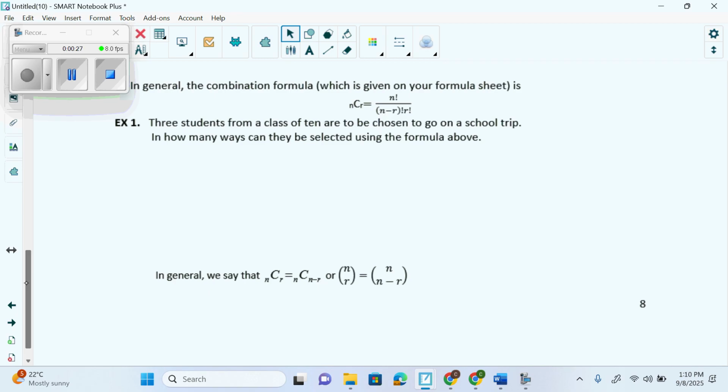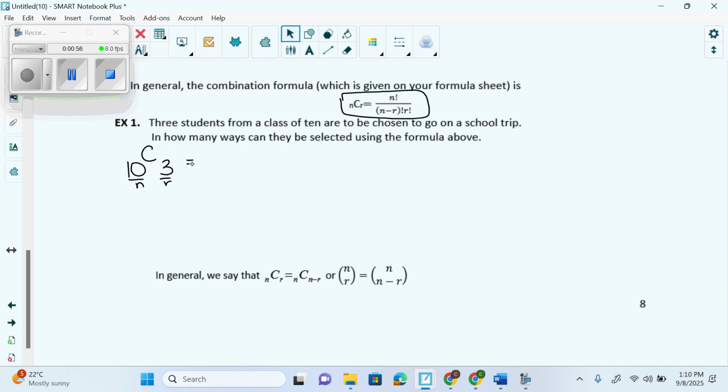So the fastest way to do it for us is 10 combination 3. You have 10 students, you choose 3 to go on a trip, and it's a combination, because order doesn't matter. Then we have formulas on our formula sheet. This is the formula on our formula sheet on the bottom left-hand side. nCr equals n factorial over n minus r factorial, r factorial. So this is n, this is r.